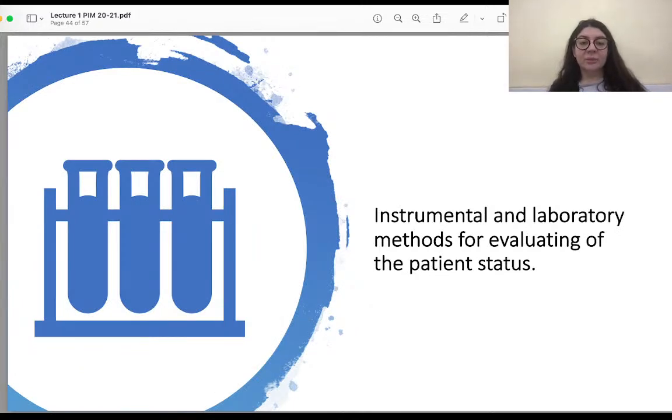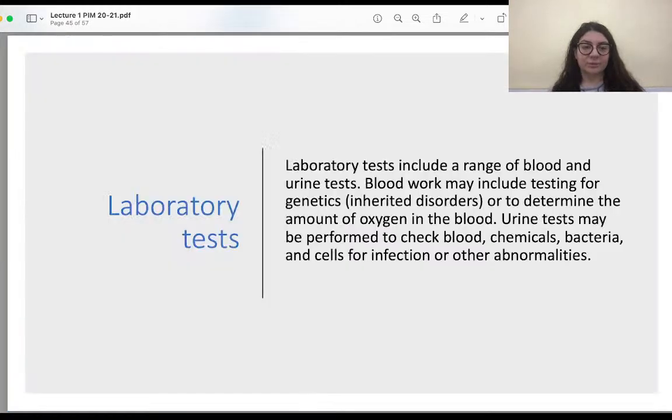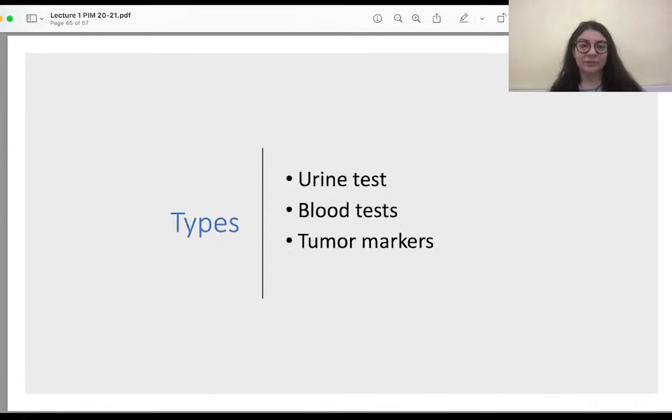Okay, and quickly about instrumental and laboratory methods for evaluating patient status. Laboratory tests include a range of blood and urine tests. Blood work may include testing for genetics, like inherited disorders, or to determine the amount of oxygen in the blood. Urine tests may be performed to check blood, chemicals, bacteria, and cells for infection and other abnormalities.